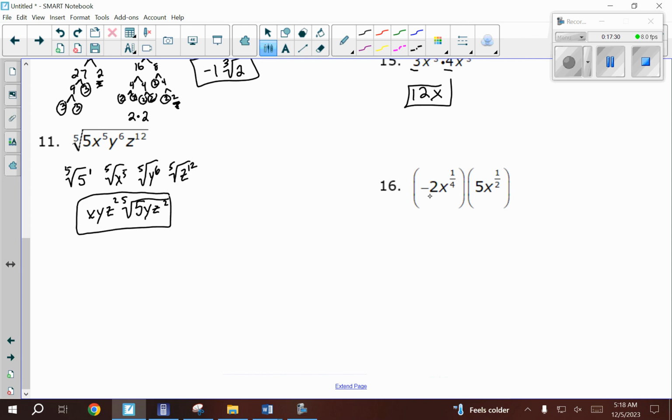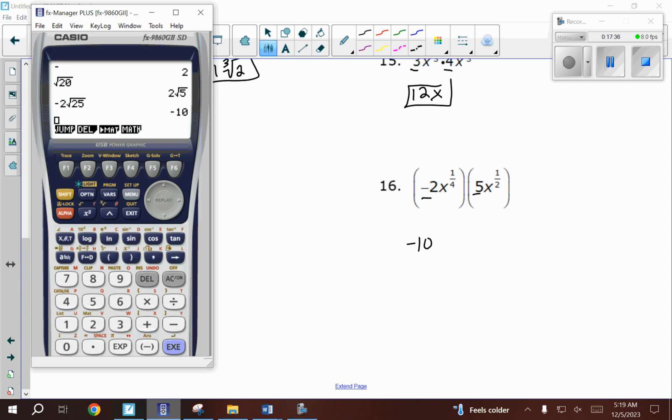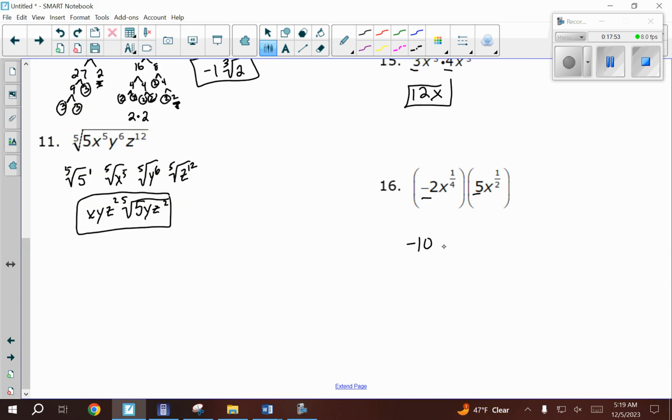This one is pretty much the same, so negative 2 times 5 is negative 10. So you're going to have to do the 1/4 plus 1/2 in a calculator since they don't have common denominators. So I have 1/4. Then I'm going to go over here and hit plus 1/2. So it's 3/4. So this is going to give me x to the 3/4. That's my final answer.